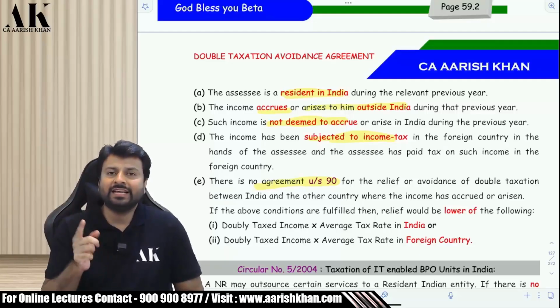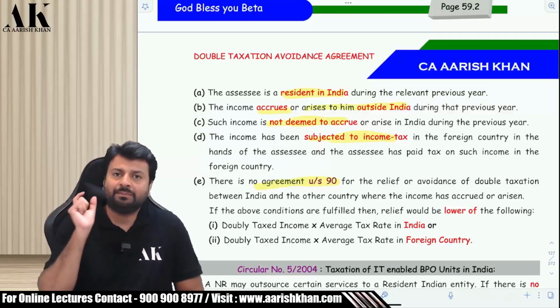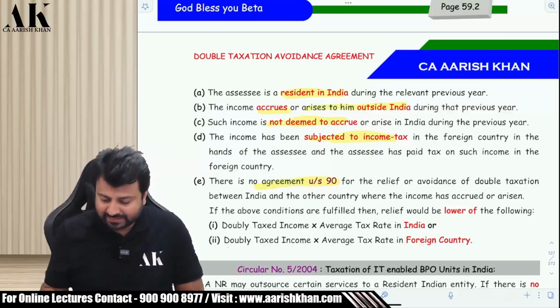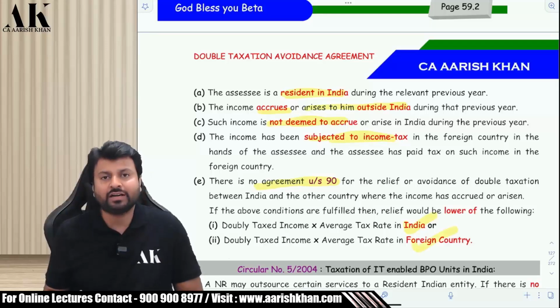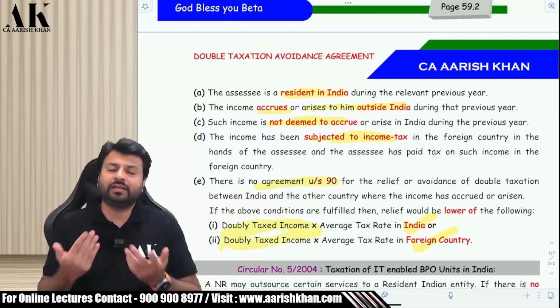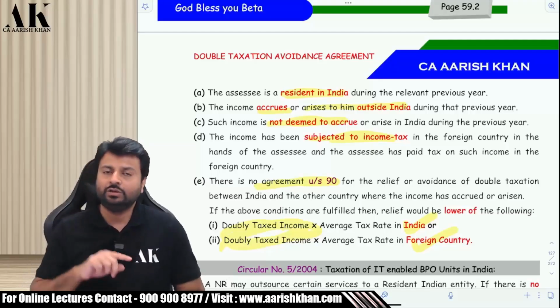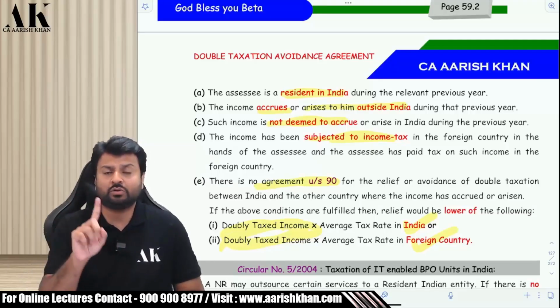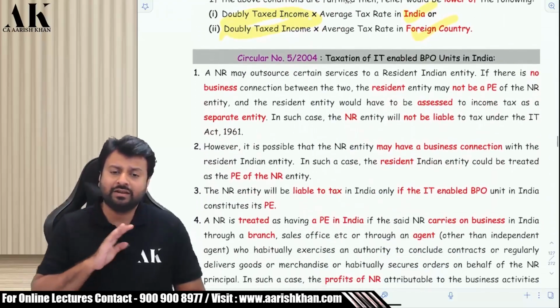Once that is selected, then you apply that on the doubly taxed income. Whatever is the doubly taxed income, apply whichever is the lower rate. The average tax rate in India or the average tax rate in the foreign country, whichever is lower, will be applied on the doubly taxed income, and that much will be the relief which will be given under section 91. You have to do that question of Mr. Kamesh from our question bank, which is a very, very important question and a very beautiful question.